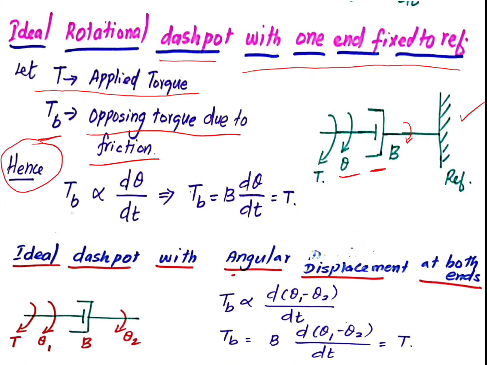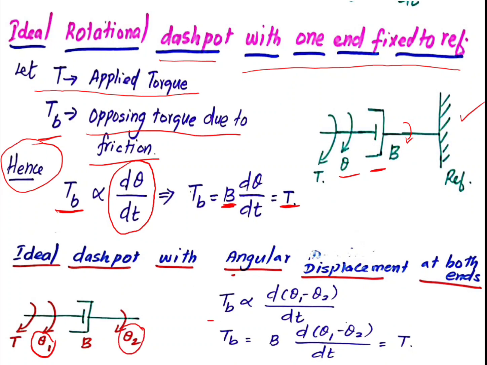When we equate, the opposing torque Tb is directly proportional to the rate of change of angular displacement, d theta by dt. So, Tb is equal to B into d theta by dt, which is equal to the applied torque. If the same dashpot is connected between two different elements, we need to consider two different angular displacements. At one end the angular displacement is theta 1, and at the other end theta 2.